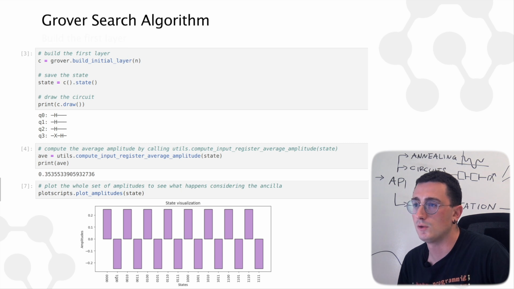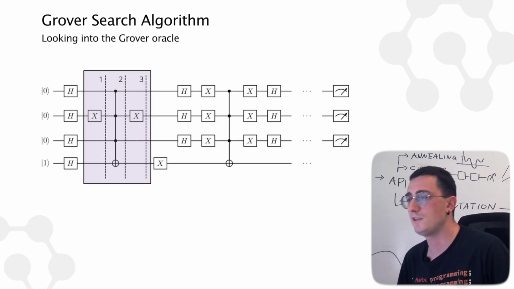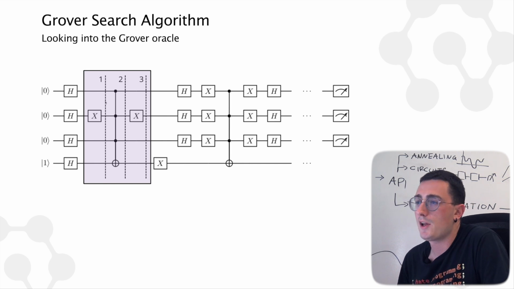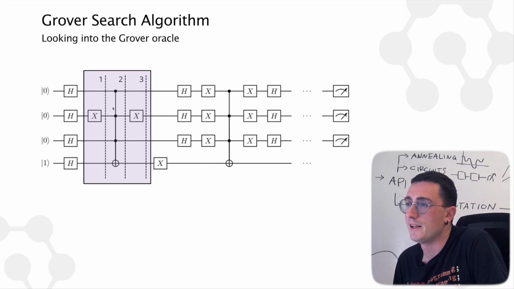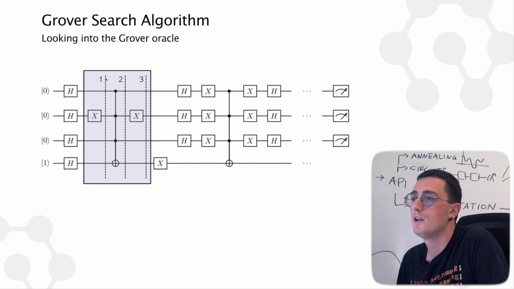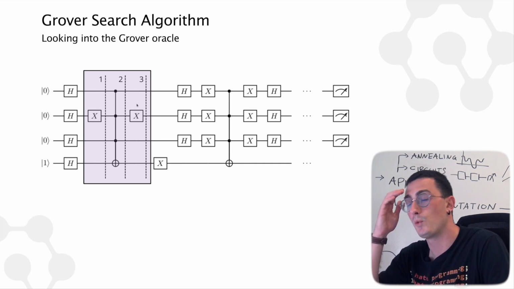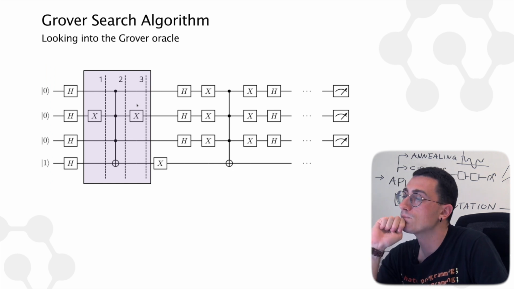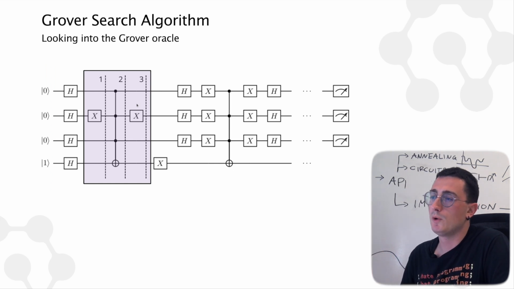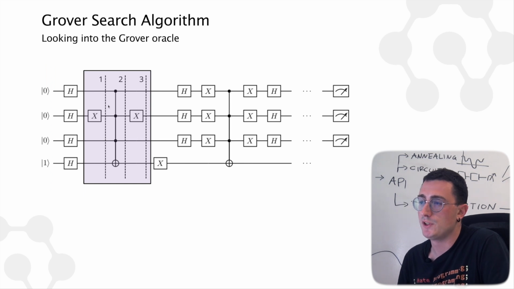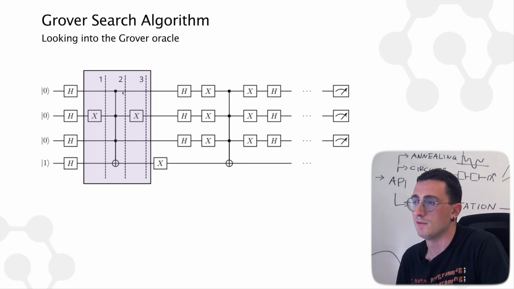Perfect. Now we can have a look to the oracle. As you can see from the diagram, the oracle is divided in 3 parts here, 3 layers. Each barrier here is stopping the oracle at some point. So with 1, we stop it after the execution of the X gate on the second qubit of the input register. With 2, we also apply the multi-control gate. And with 3, we reapply the X gate. Actually, what we want to see is what happens to the amplitude if we stop the oracle with these kinds of barriers.